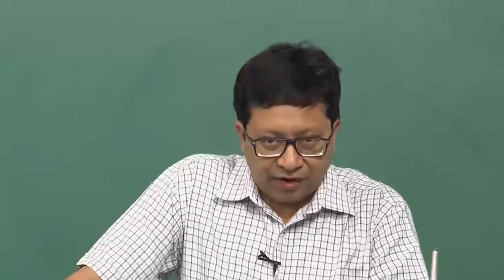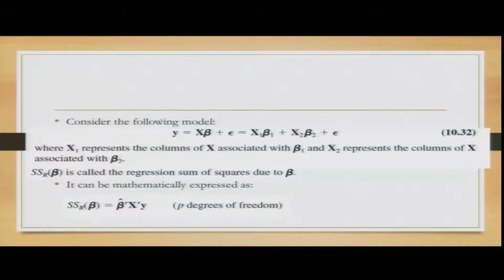So, if I read it, it will become clear to you, where x i represents the columns of x associated with beta i. So, basically I have been able to divide the whole matrix into two parts, need not be equal. x 1 is a matrix associated with the beta 1 vector, and x 2, which is a matrix, is associated with the beta 2 vector.